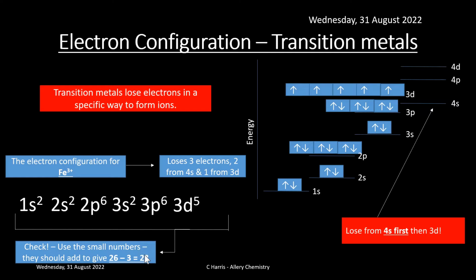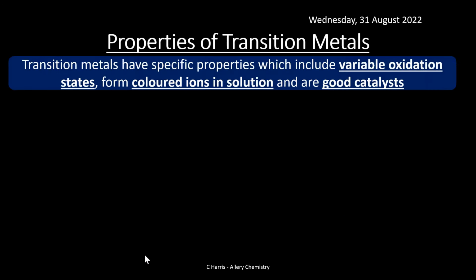Okay, so always when you're removing electrons from a transition metal, you remove from the 4s first, then you start dipping into the 3d, and you remove them singly first. So you try and leave singly occupied orbitals if you can. Okay, right. So let's have a look at some properties of transition metals first.